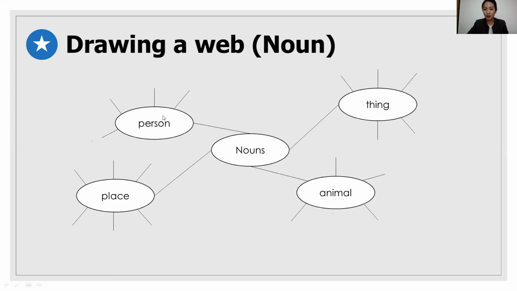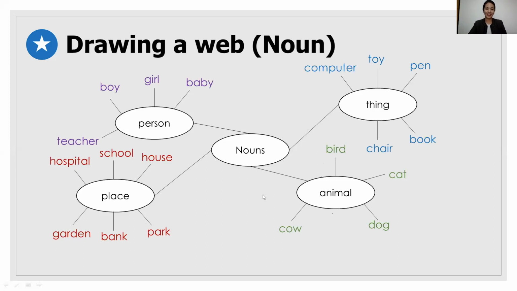So can you answer me? What about person and places, thing, animal, anything? Do you remember the noun? I will show you. Yes, like this. Boy, girl, baby, and teacher are persons. And places: hospital, school, house, park. And things like computer, and animals like the bird. So ask your students to come out and fill it out. This kind of drawing a web will help your students have a concept of noun, and they will never forget what they are writing on the board.